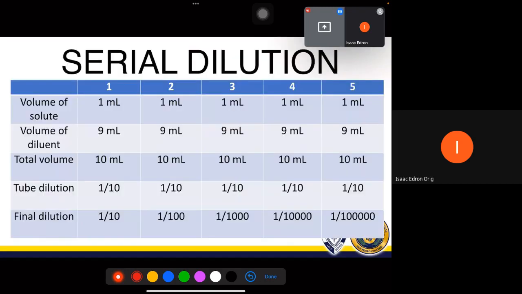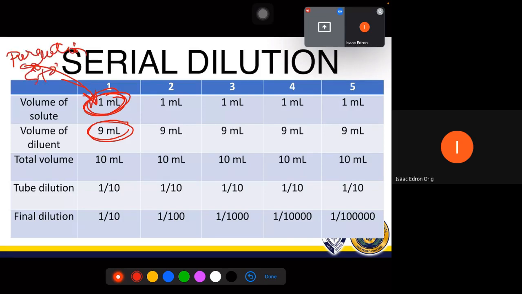So, the fourth tube, so ganito siya, di ba? 1 ml of solute plus 9 ml of diluent, ito yung 1 ml dito, yun yung galing sa pure solution, di ba? Galing to siya sa pure solution or galing siya sa stock solution, sa stock. So, 1 ml dito, tapos add mo siya ng 9 ml.